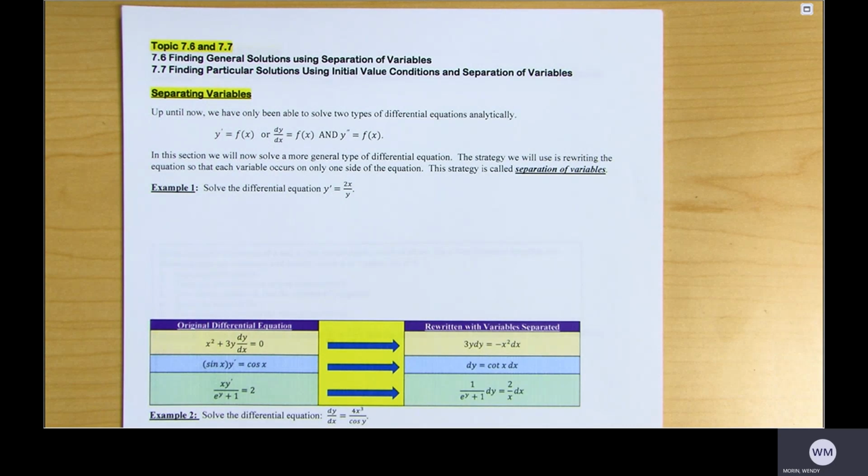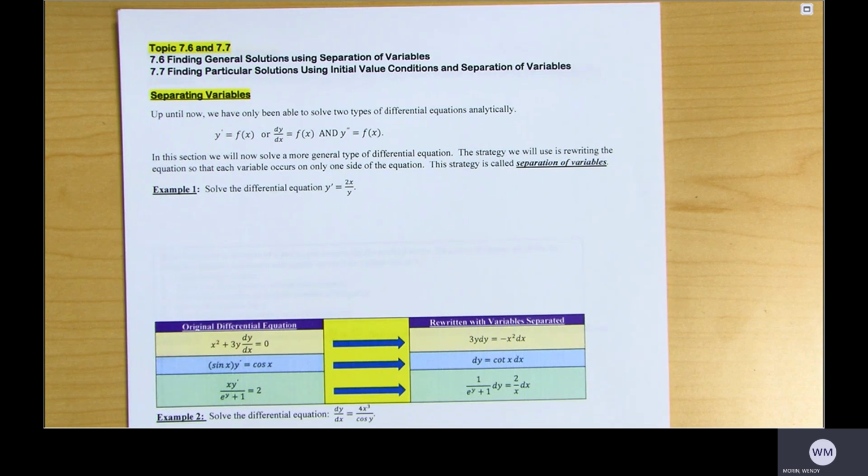Today we are going to discuss finding solutions using a separation of variables. I've discussed this in Unit 6, so this should be somewhat of a review for you, which is a good thing. So let's go ahead and get started.